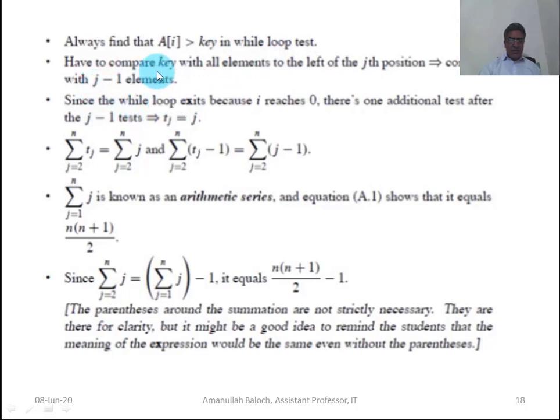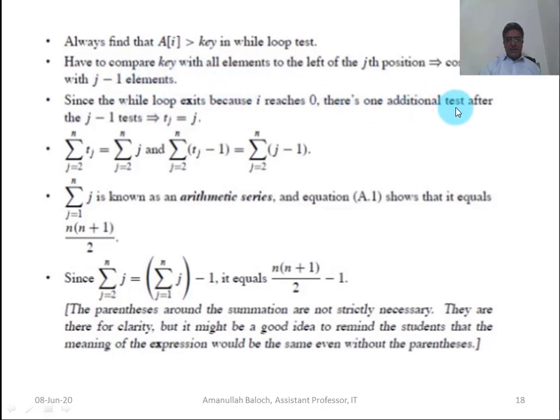Since the while loop exits when i reaches 0, the while loop will execute all its cycles. While loop exits means the while loop executes all its cycles until the value of i becomes 0. That is, if the value of i is 2, then for i equal to 2 the while loop will execute, for i equal to 1 it will execute, and for i equal to 0 it will stop.